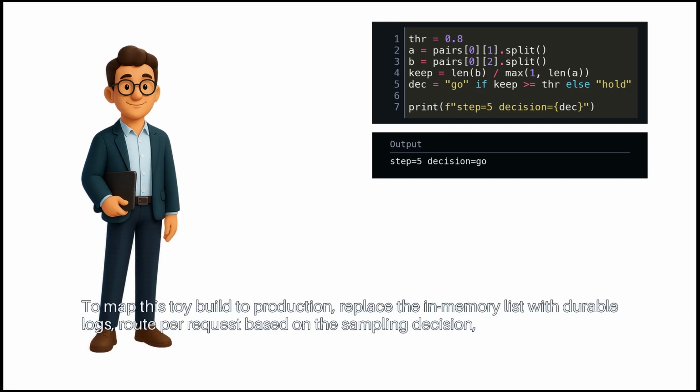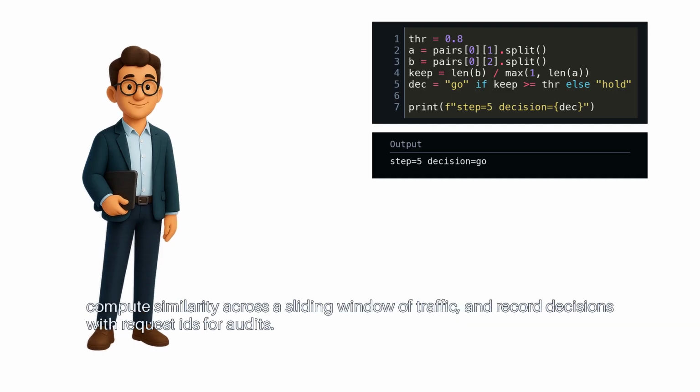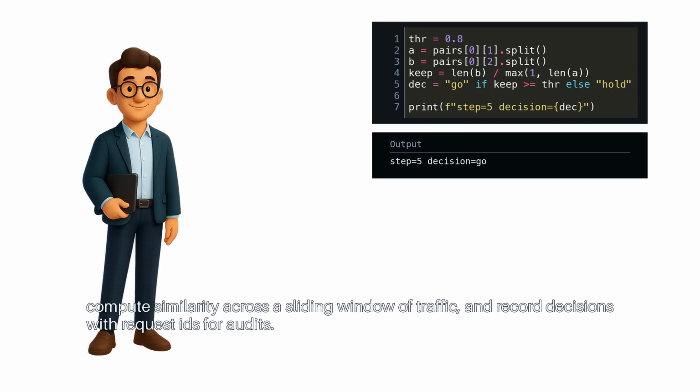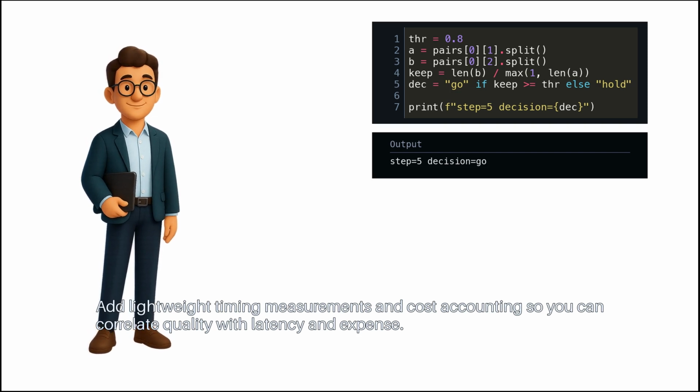To map this toy build to production, replace the in-memory list with durable logs. Route per request based on the sampling decision. Compute similarity across a sliding window of traffic, and record decisions with request IDs for audits. Add lightweight timing measurements and cost accounting so you can correlate quality with latency and expense.